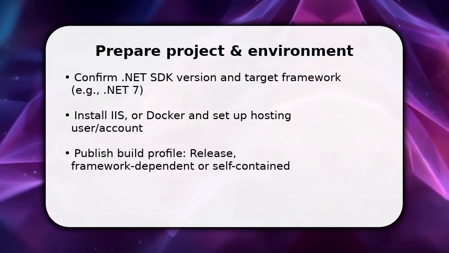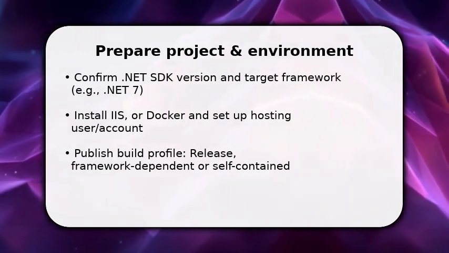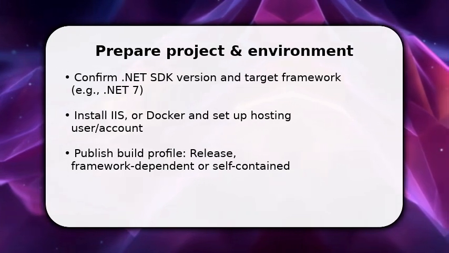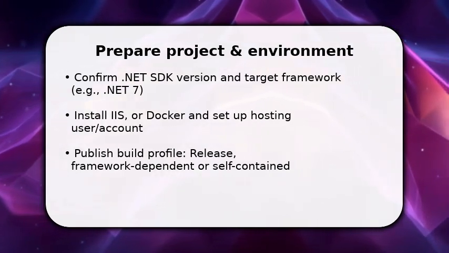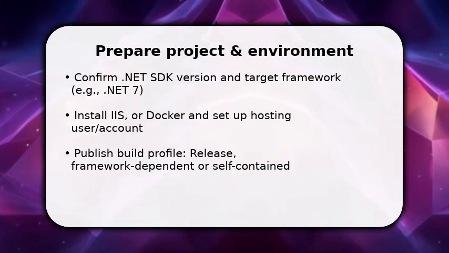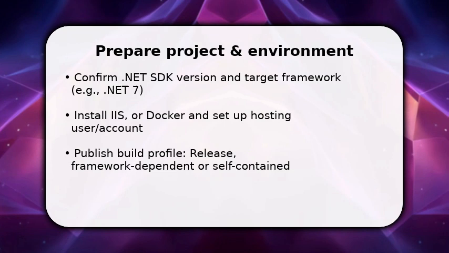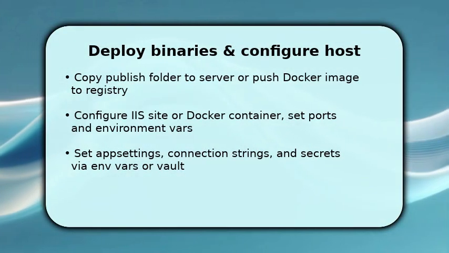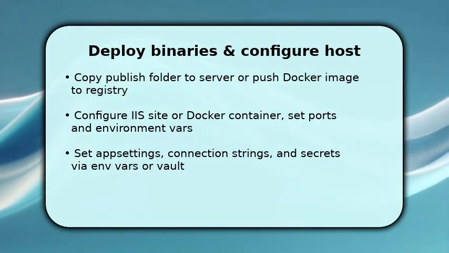Also create a deployment folder and set correct NTFS or file system permissions so the app can read config and write logs. This avoids permission errors during startup. Now deploy the published output. Copy files to the server or push and pull a Docker image, then run a container.